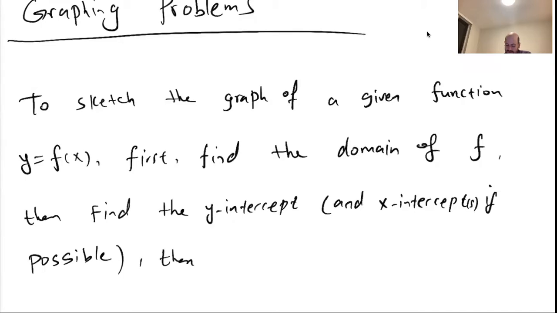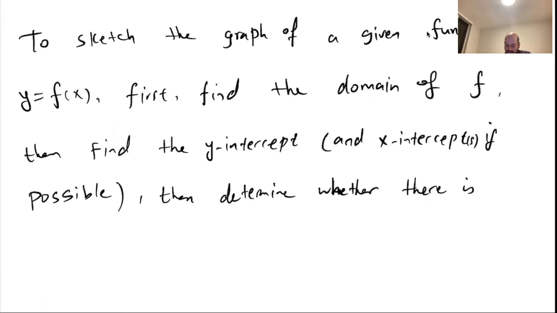Then determine whether there is any symmetry. Using symmetries is always useful to sketch a graph of a function. Some functions are symmetric with respect to the y-axis, and those functions are called even functions, right? Some functions are symmetric with respect to the origin. Those functions are called odd functions. So it's always useful to determine any type of symmetry if we have.